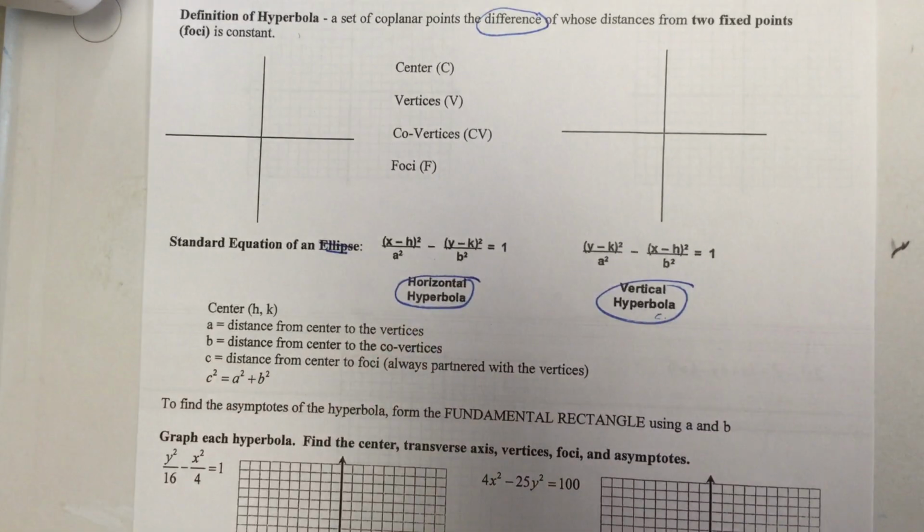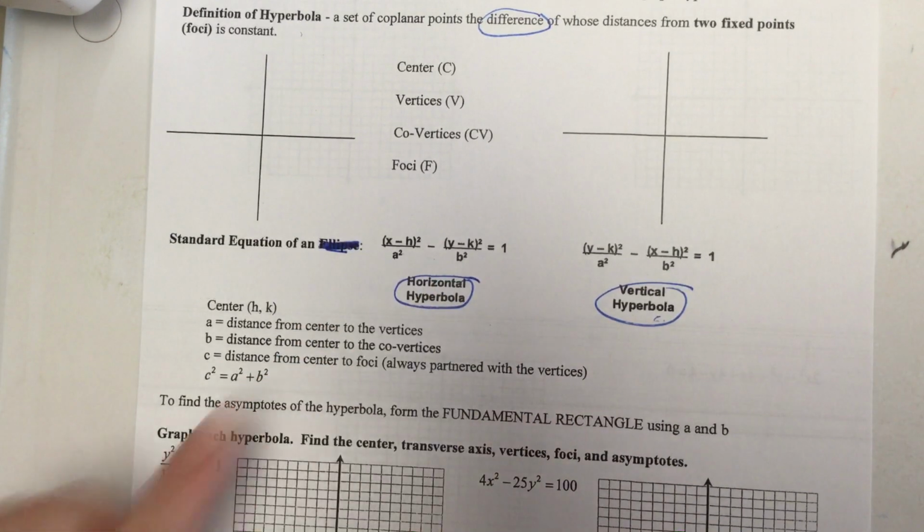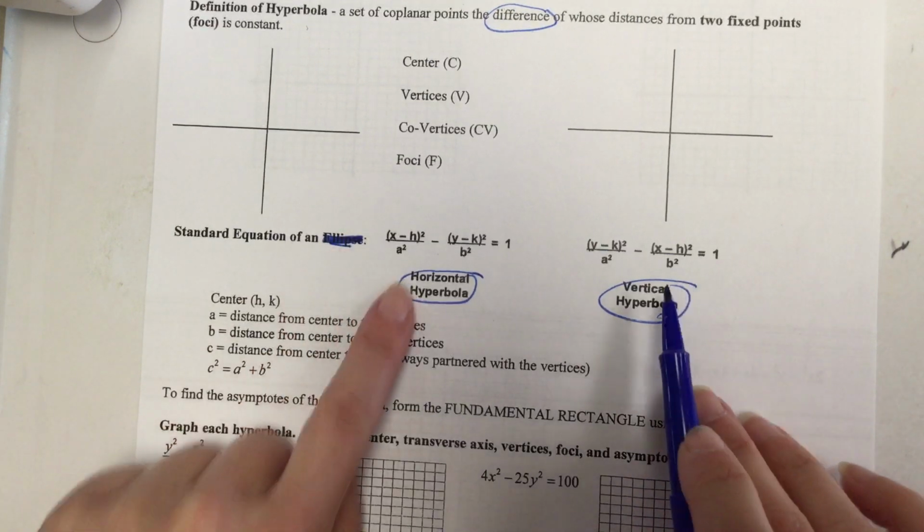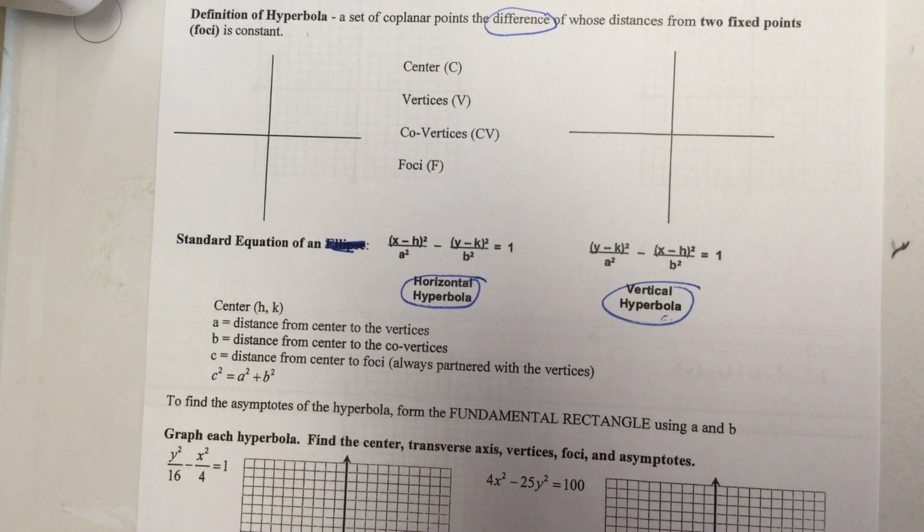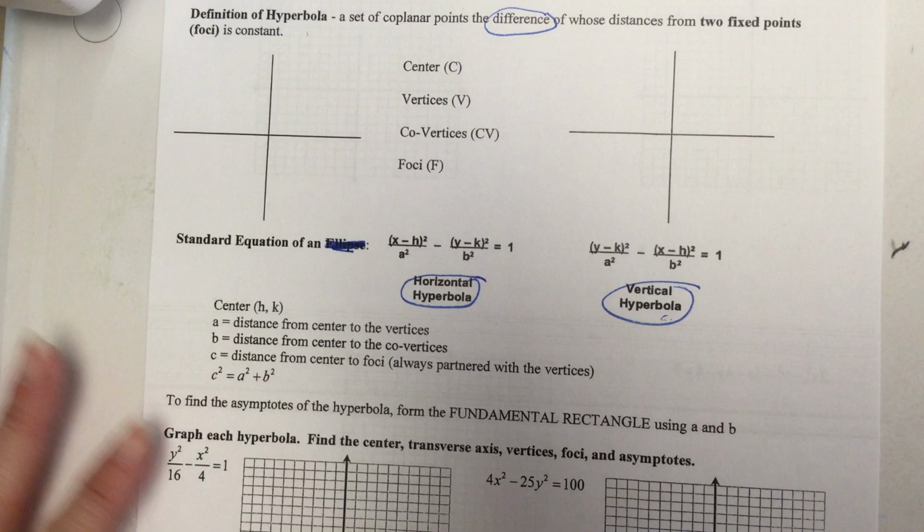So if you go ahead and look at those equations, very similar to the ellipse. In fact, so similar that on your notes, I had a typo. This is the standard equation for a hyperbola. An ellipse must be a plus. A hyperbola must be a minus.